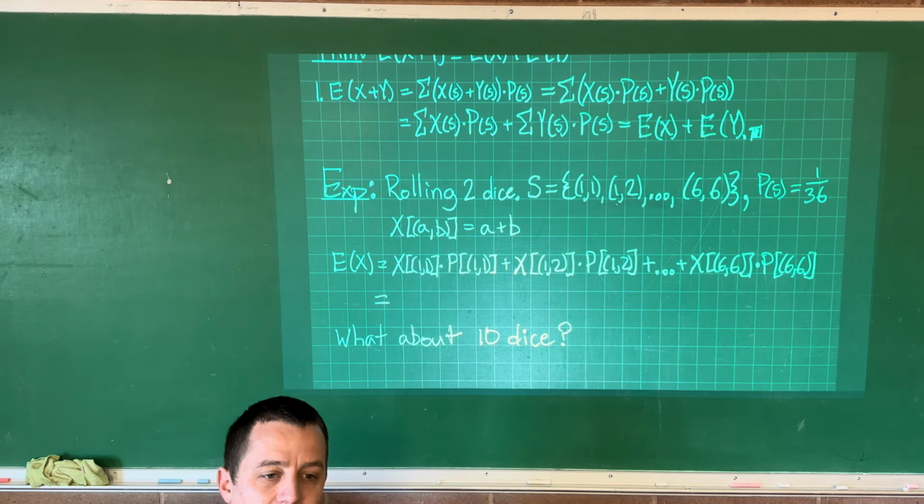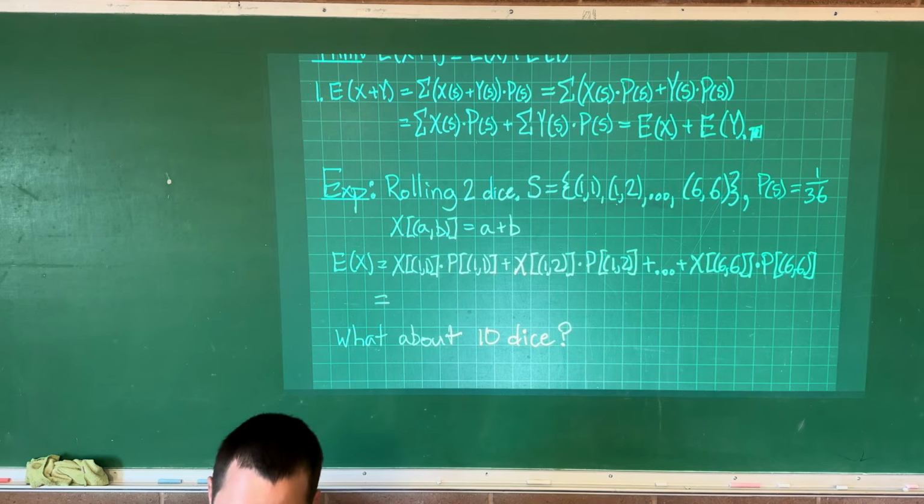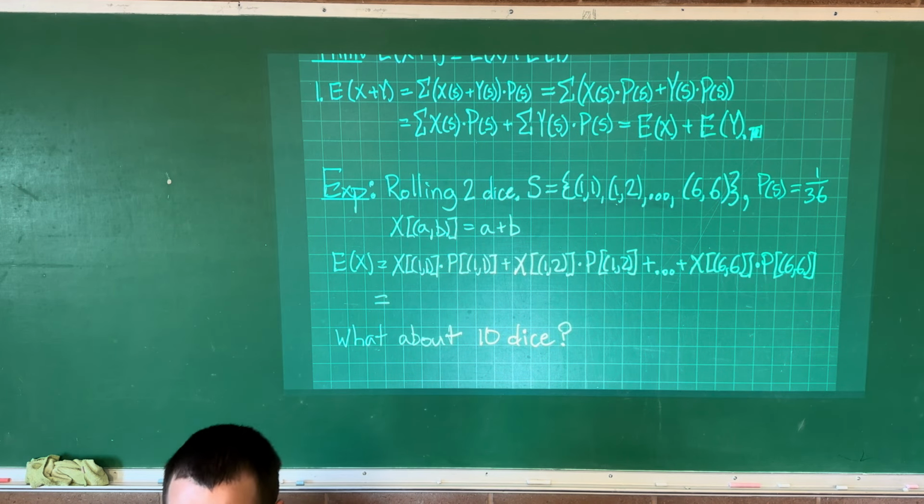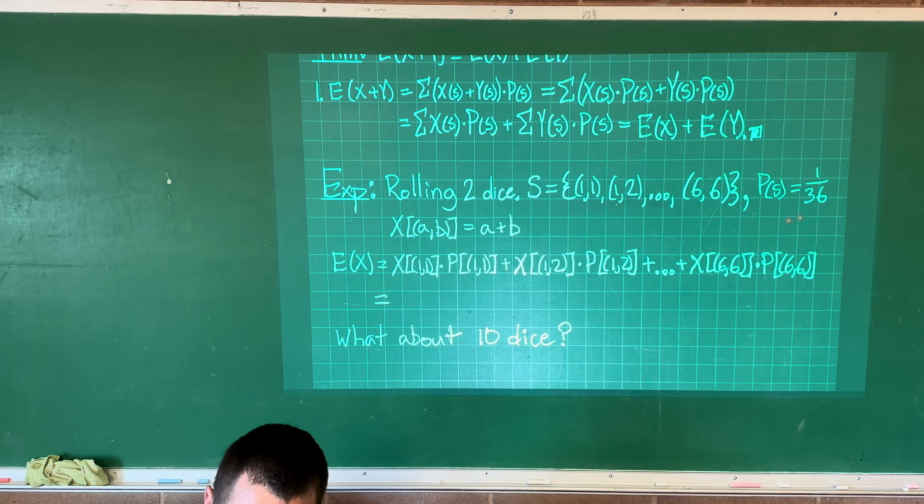What are the odds that I roll exactly my first die of 4 and my second die of 2? 1 in 36. What are the odds that I roll a 6 and 6? Also 1 in 36. Each outcome has a 1 in 36 probability.